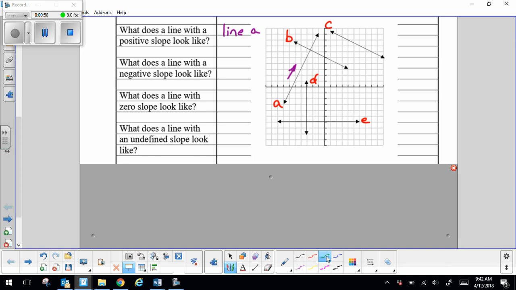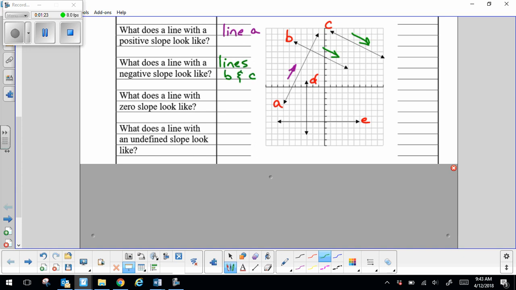Second question, what does a line with a negative slope look like? So in this case, I think of it like falling down a hill. This guy's going down to the right. If we're going down and to the right, then I think of it like rolling down the hill, and we're sad because we might get hurt. So we would have a negative slope in those situations. So lines B and C are negative slopes.